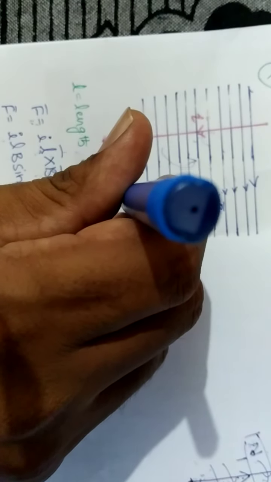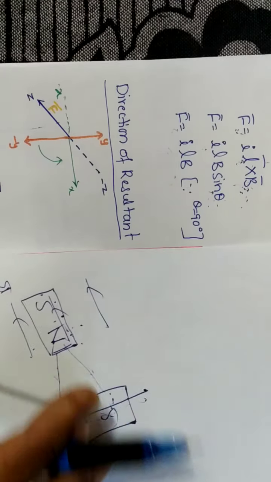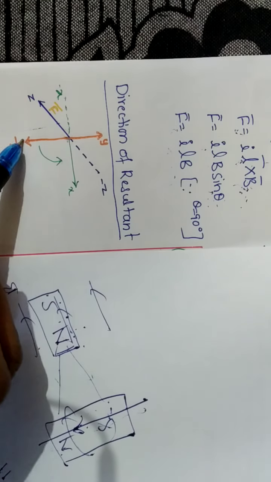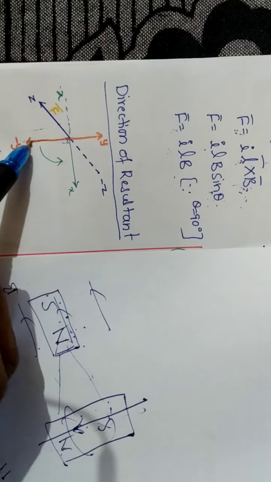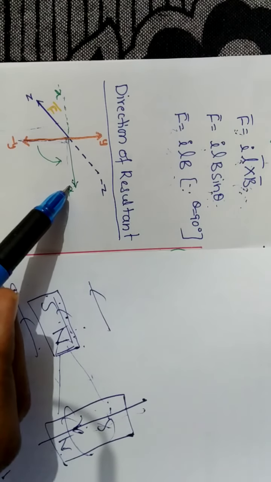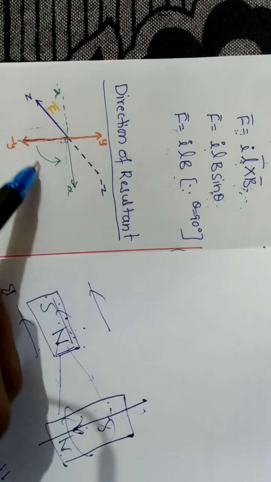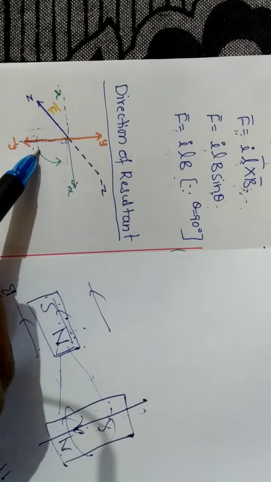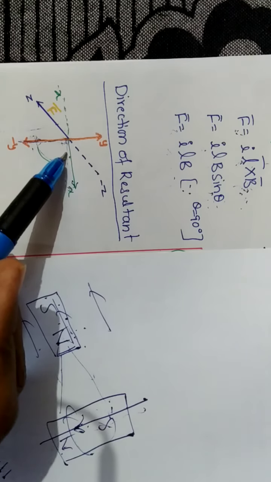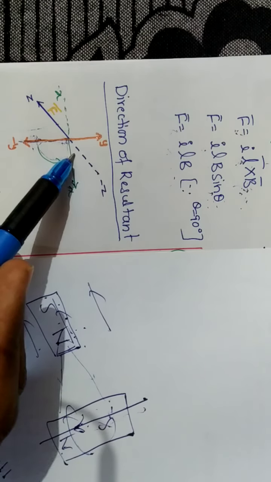The pen pointing direction will be the direction of the force acting on the current carrying wire. In the diagram I have shown here, the vertically downward direction is our current direction, and the horizontal direction is the magnetic field direction. You are rotating the current direction toward the field direction, which is anti-clockwise.